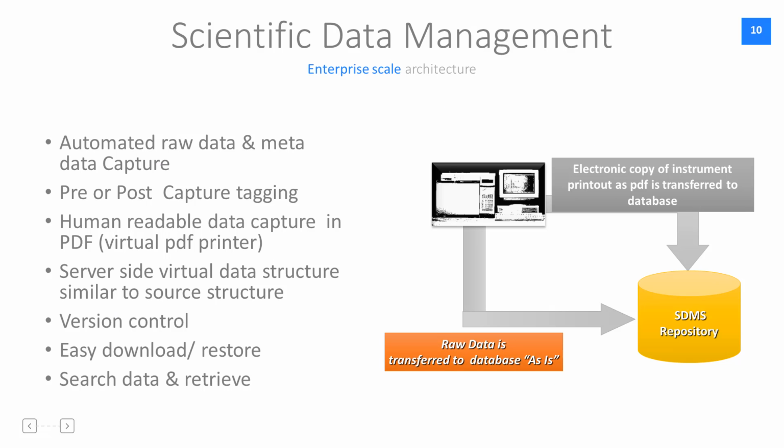You know that SDMS can handle raw data and metadata. Both types of data can be captured by the system. You will be able to pre or post tag your data. You will be able to capture human readable data in a PDF format. LogiLab SDMS provides a virtual PDF printer driver. Whenever you are going to print a report from an instrument, you will be able to use the LogiLab printer and print a PDF file and capture that PDF file into the SDMS system.